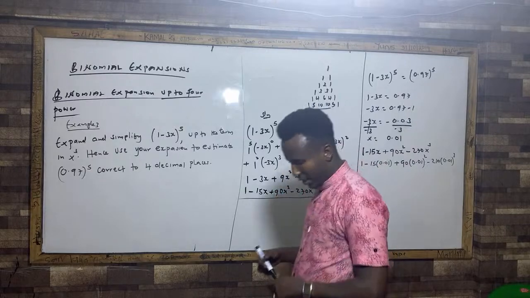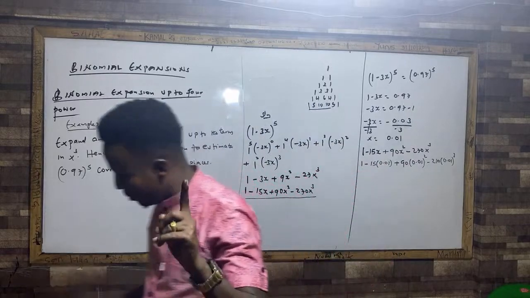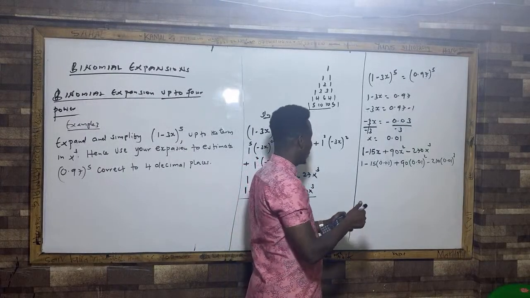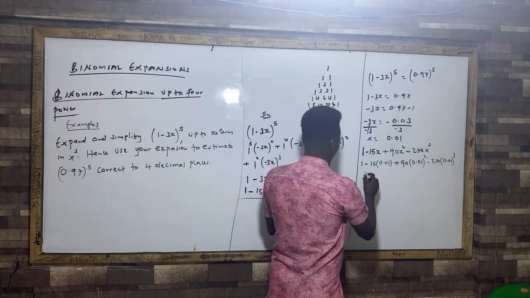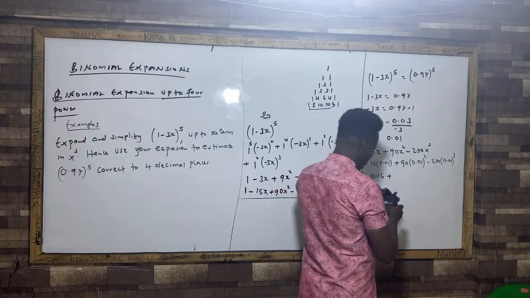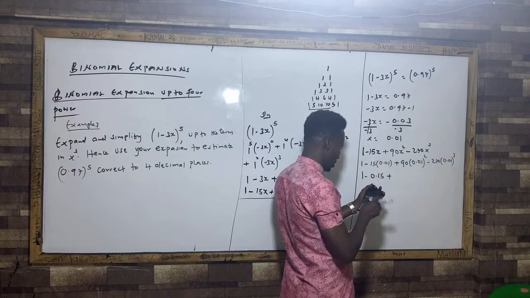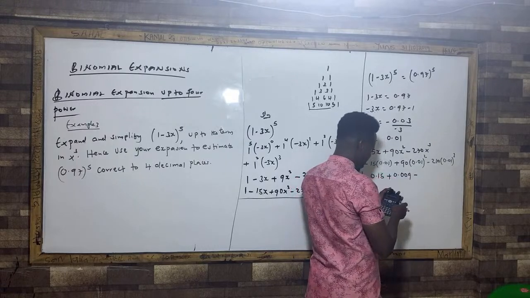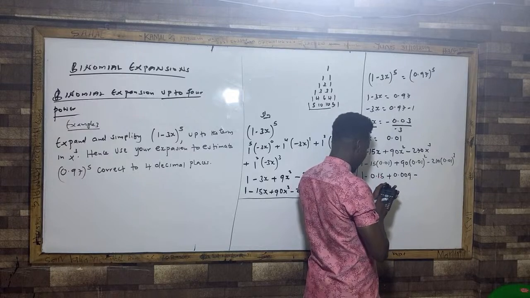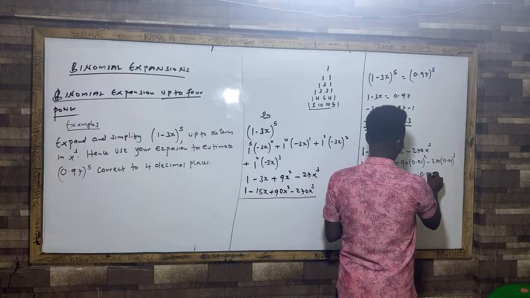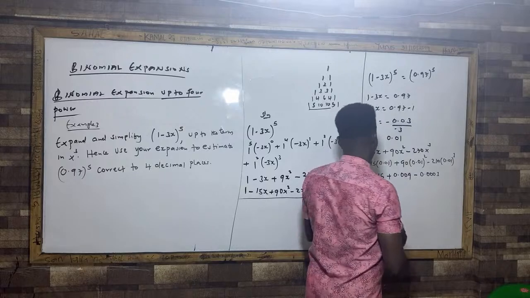Okay, let's go. Get the calculator. 15 times 0.01 will give me 0.15. So 1 minus 0.15 plus 0.01 squared times 90, that is 0.009, minus 270 times 0.01 cubed. That will give me 0.0003.